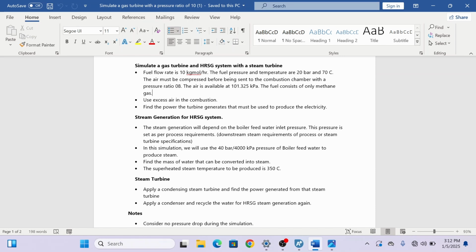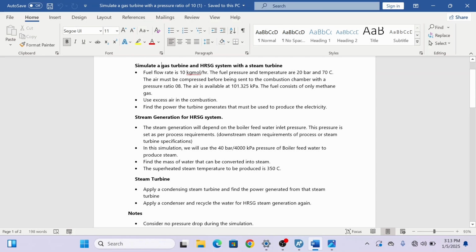So why, along with gas turbines, do you always have an HRSG? Because the exhaust of a gas turbine has a large amount of heat. You can use this heat to produce steam, and this steam can be used to run a steam turbine, or you can use it as a utility at your industrial plant or in any industrial process. So our simulation will consist of three parts.